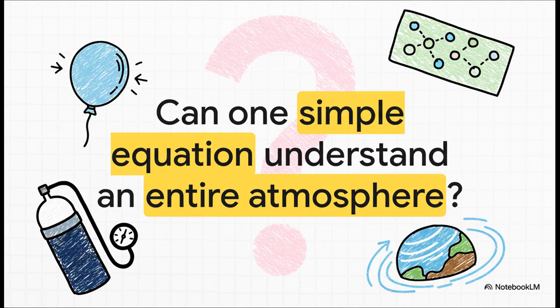So, from a simple party balloon to the air in a scuba tank, all the way to the atmosphere that surrounds our planet, the behavior of gases can seem pretty complex. But it's a powerful reminder that sometimes the biggest, most chaotic systems in the universe can be understood with a single elegant idea.